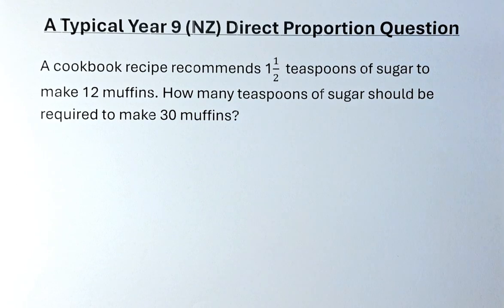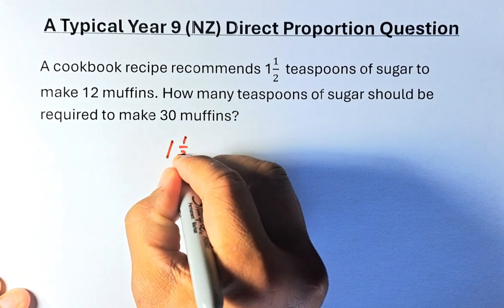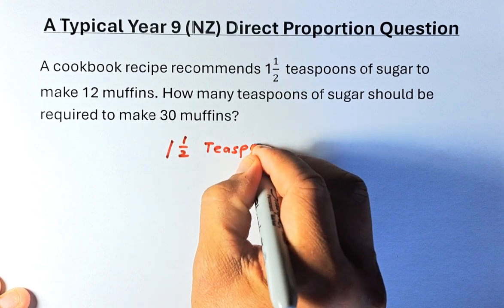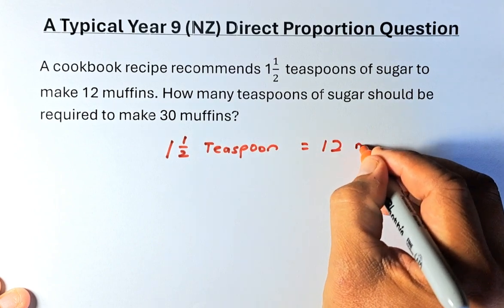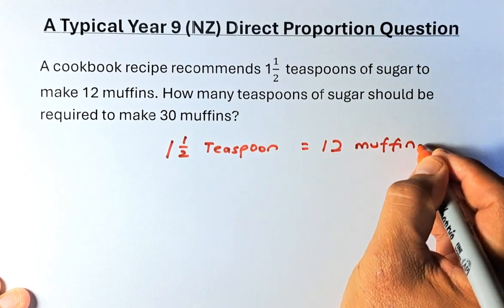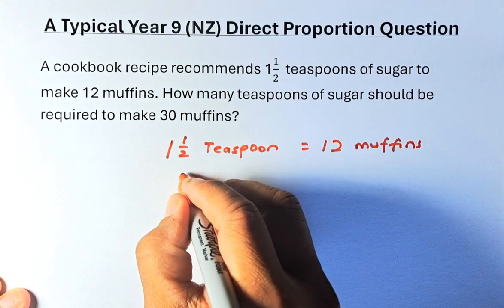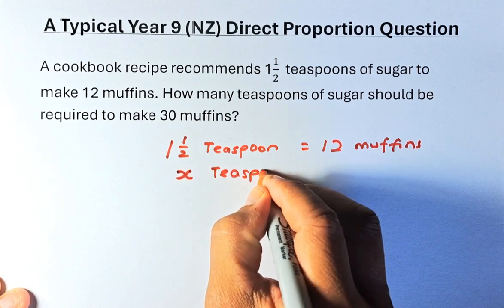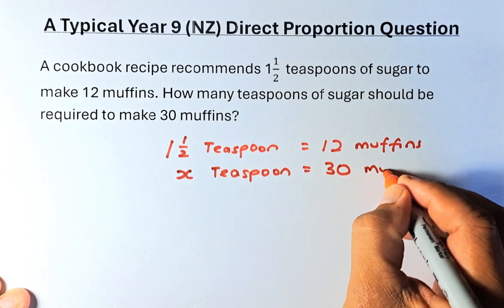So 1.5 teaspoons of sugar is going to make 12 muffins. So you're going to write 1.5 teaspoons is equal to 12 muffins. That's the first thing given. And then the second question, how many teaspoons? We do not know how many, so we put that as x teaspoons is equal to 30 muffins.